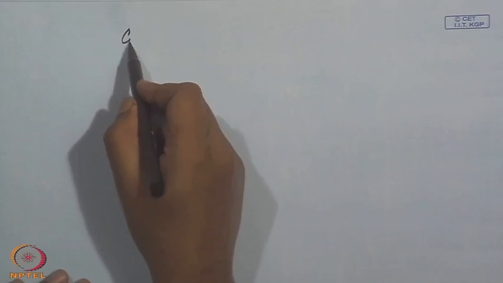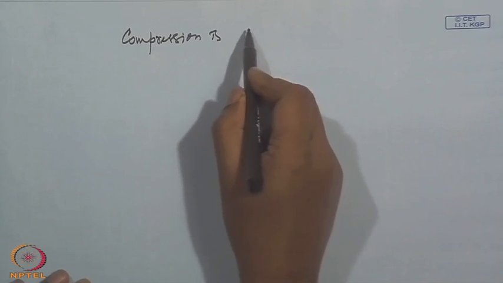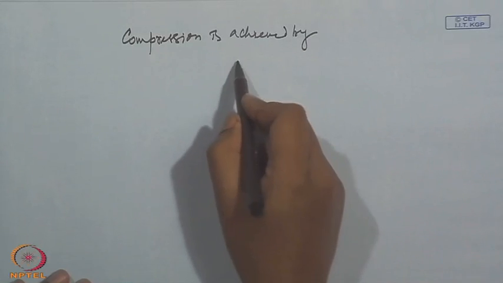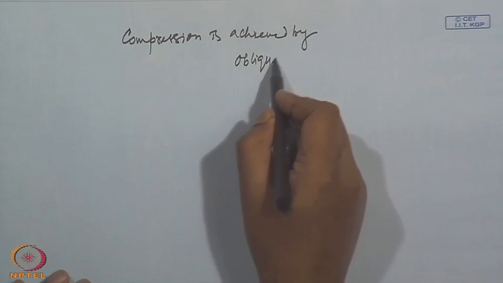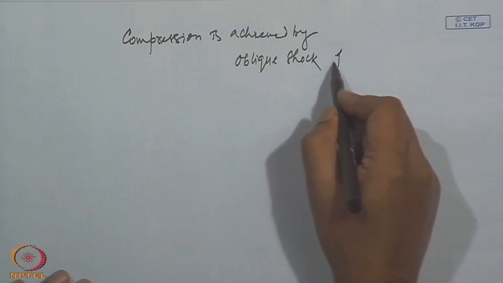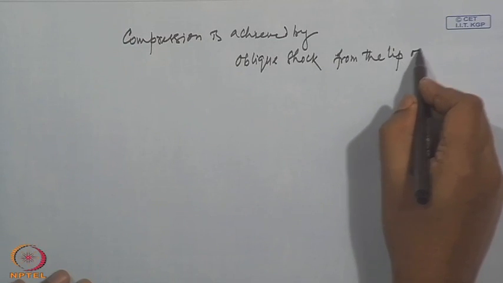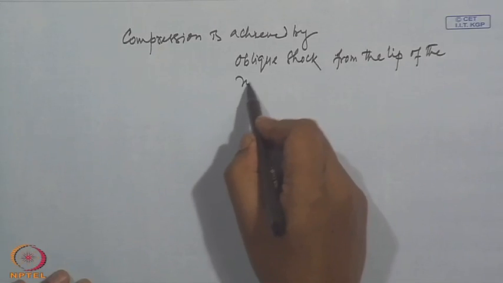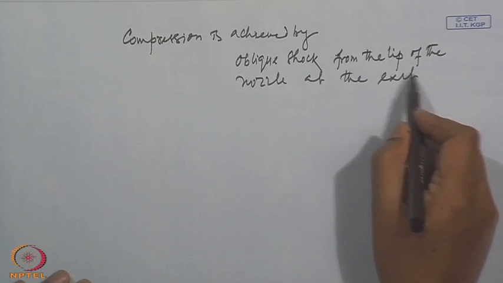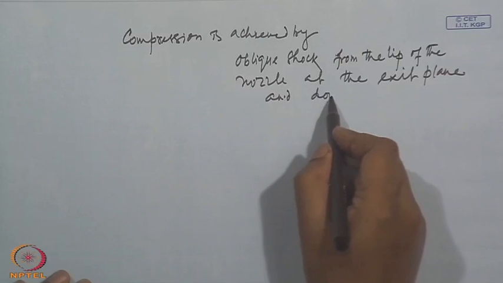And this compression is achieved by oblique shock from the lip of the nozzle at the exit plane and downstream interactions.